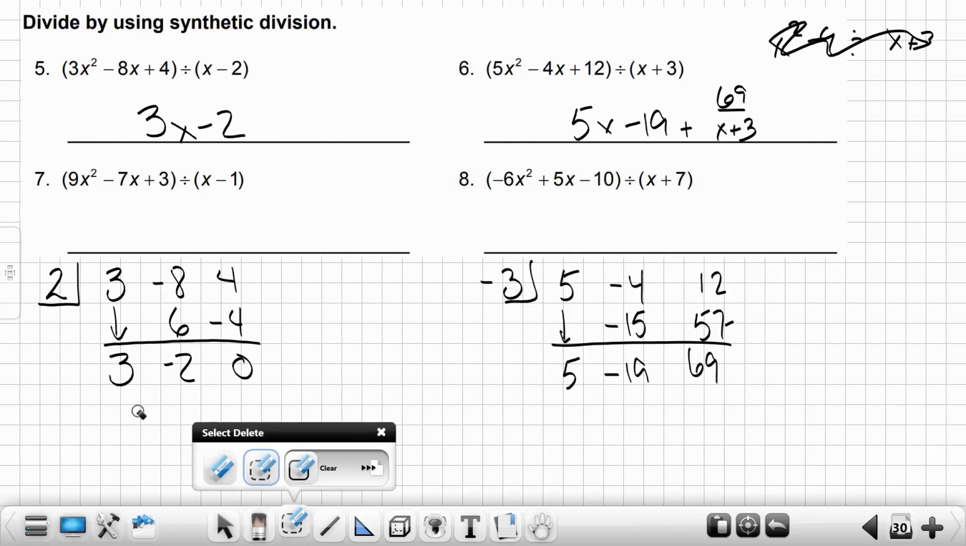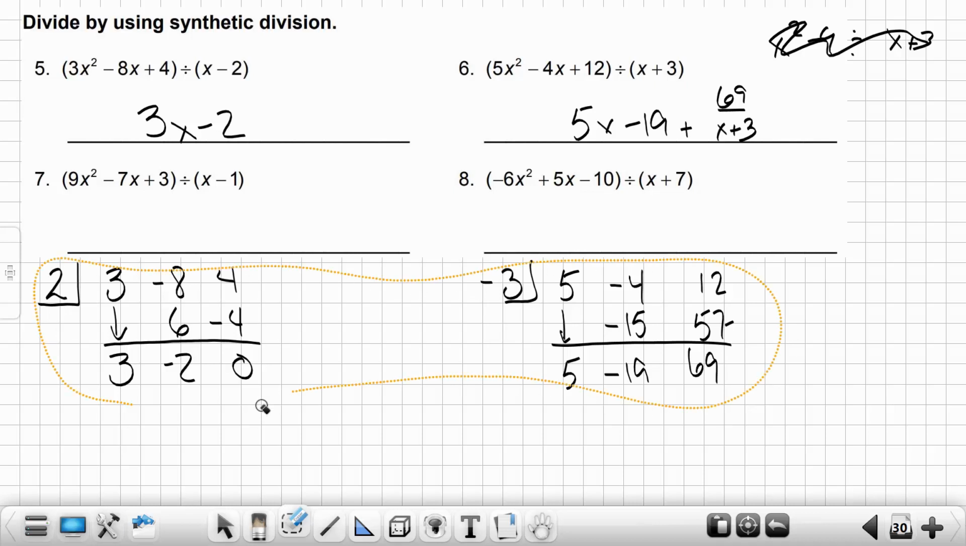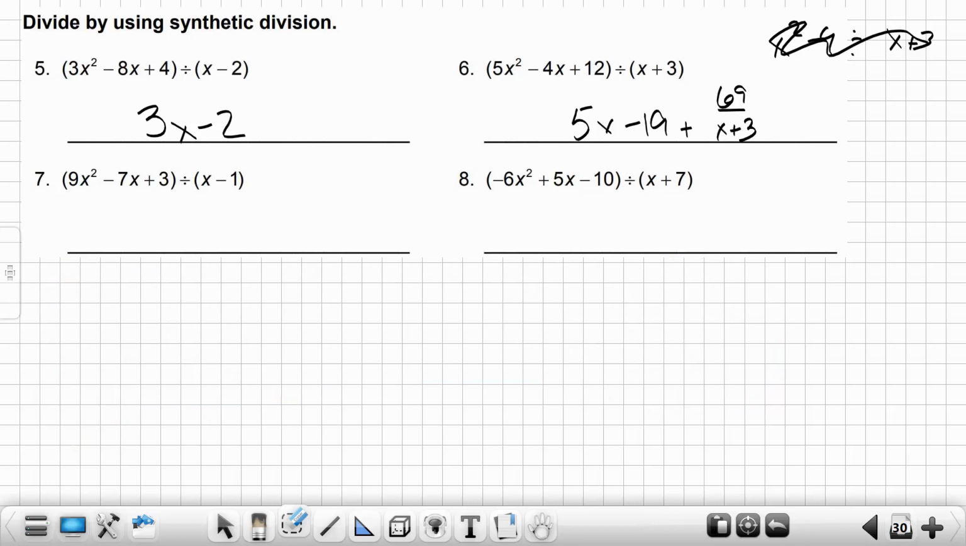Okie dokie. Why don't you guys try number 7 and 8 really quick on your own? Hey, Cameron, you have a question? Okay, I got it. Because this only works when you're dividing by a binomial of exponent 1. So if you looked at our long division problems, a lot of times it was a cubic divided by something squared.